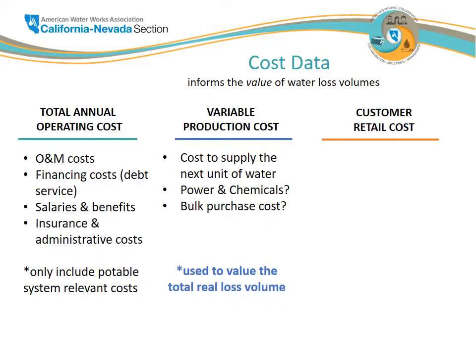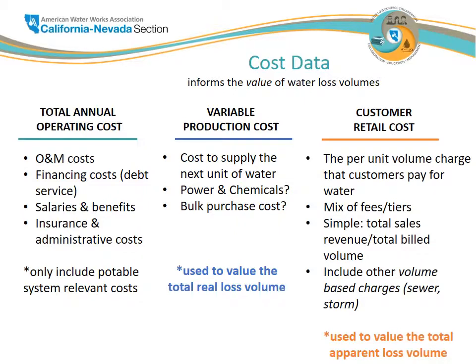Usually for those who own and operate your own sources, the next unit of water costs you what we call variable production, or simply power and chemicals. What does it take to increase supply in your treatment and transporting costs? For those of you who purchase water or only purchase water, you can also treat this cell as an imported water cost. What does it take you to buy another volume of water?